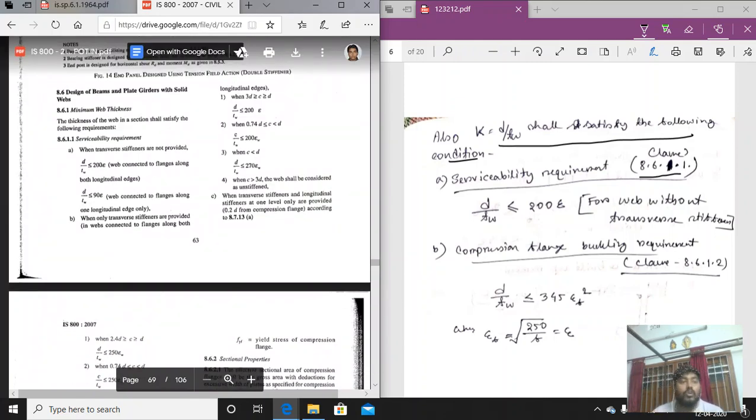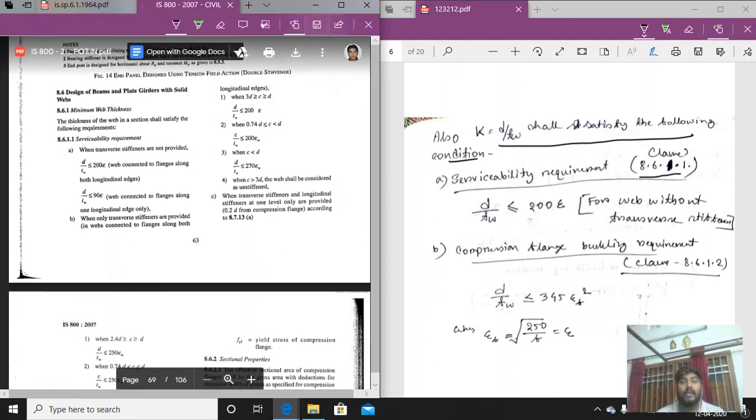Now, this criteria should give the minimum web thickness. When we are determining the web area, this area calculation should be there. So the first check is for the serviceability requirement. For a web without transverse stiffeners, if in the math it is specified that the web is without transverse stiffeners, for that we have to use this criteria. For the serviceability requirement, d by tw less than or equal to 200 into epsilon.